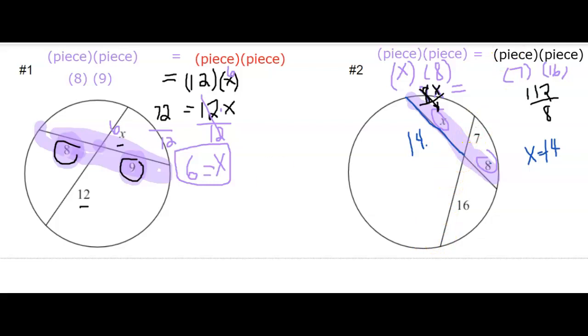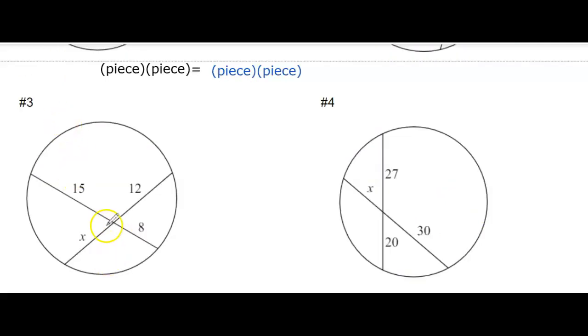All right, let's try the other two. Okay, here on number 3, we have another set of chords. They intersect right here, so it divides into 2 pieces. Go ahead and shade. I'm going to shade the bottom one. I'm going to highlight this one, which is 12 and x. So I'm going to put 12 times x equals 15 times 8. Go ahead and try that and solve it on your own.